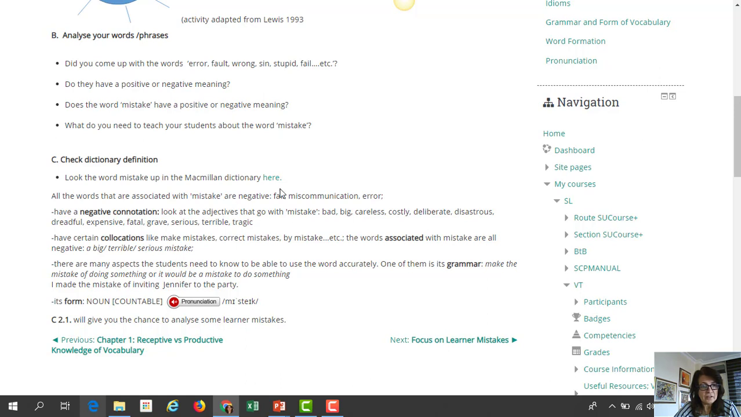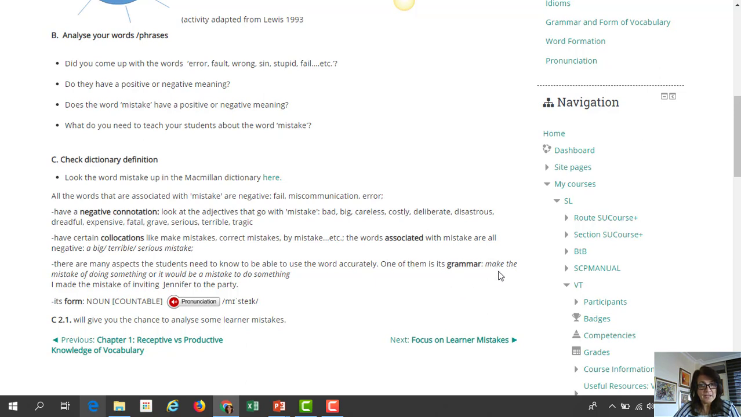So if you look at the adjectives that go with mistake, they are usually negative ones like bad, big mistake, careless mistake, costly mistake. Okay, so terrible, tragic mistake. And it also has certain collocations like correct mistakes, by mistake. The words associated with mistakes are all negative, as you can see. And you need to know the grammar of it to be able to use the word.